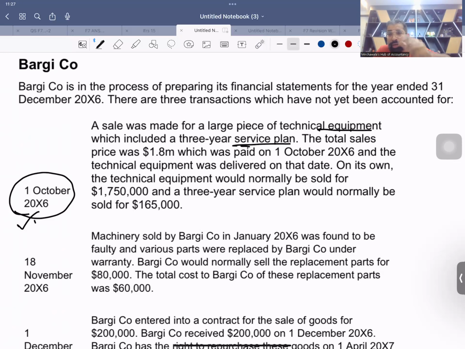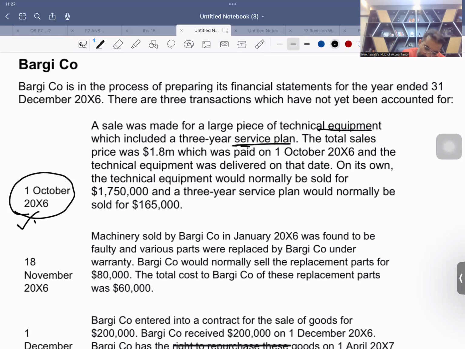So for the equipment, as the control of the equipment is transferred immediately, you will be booking revenue for the equipment immediately. But for the service, definitely it's over time. It should be spread over the months.